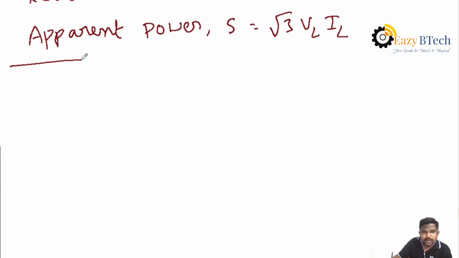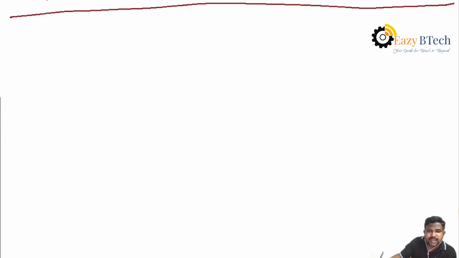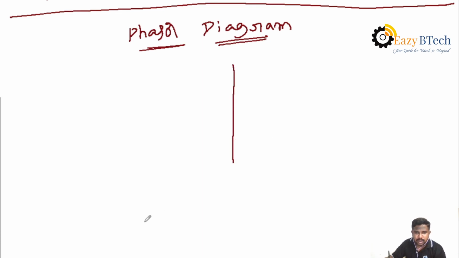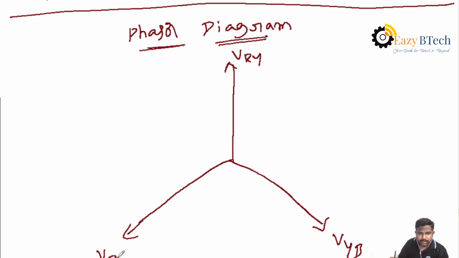Hence, after finding all the values in case of delta system, you must draw the phasor diagram of the three-phase delta system. Okay, in case of derivation, you must draw the phasor diagram also. So what are the phase voltages we have? All voltages are 120 degrees to each other. This place, that is VRY, VYB, VBR. Okay, all are displaced by 120 degrees to each other.